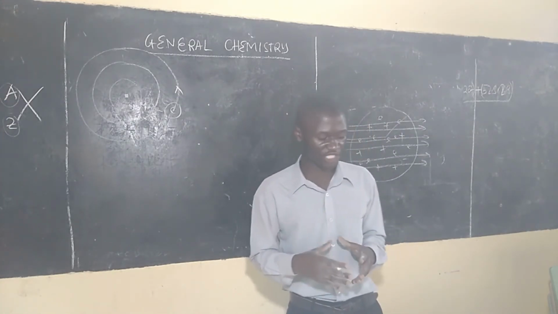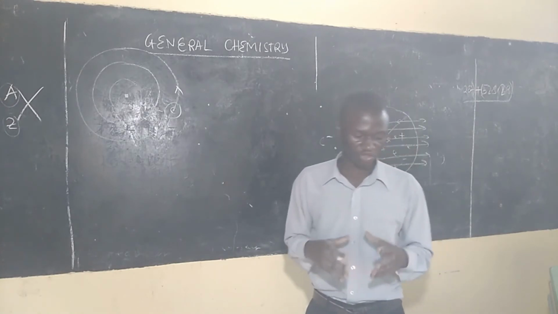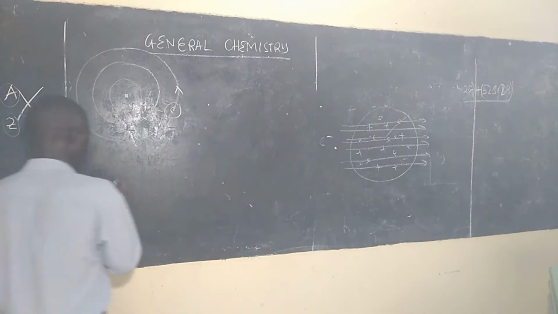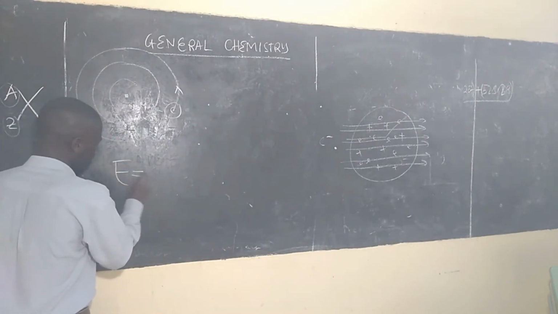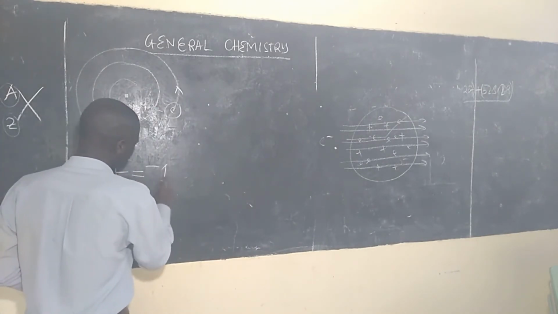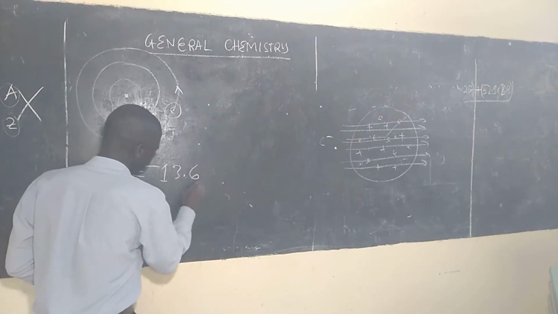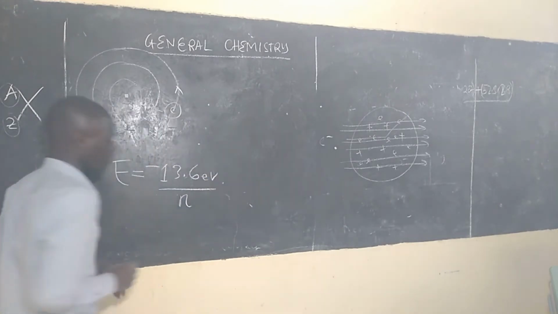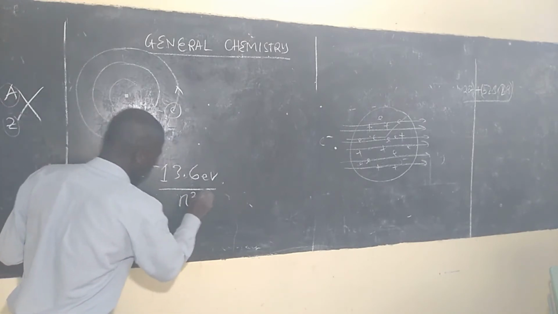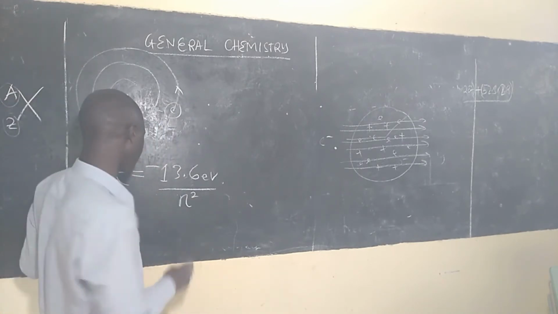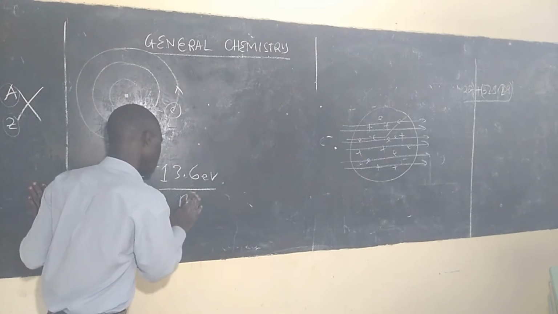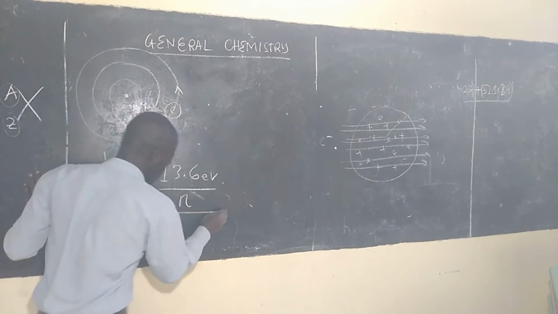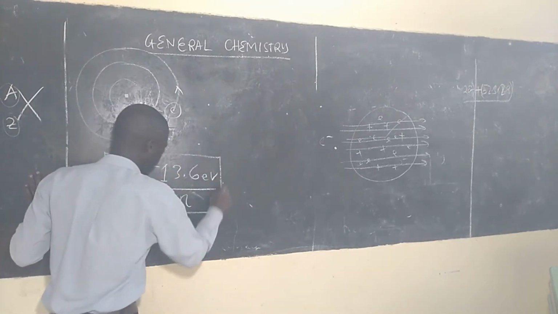And there is a definite quantity of energy which is associated with each stationary electron, which we calculate using the formula: energy of an electron is equal to negative 13.6 electron volt divided by the principal quantum number n square. This is the formula which is used to calculate the energy of an electron in its orbit.